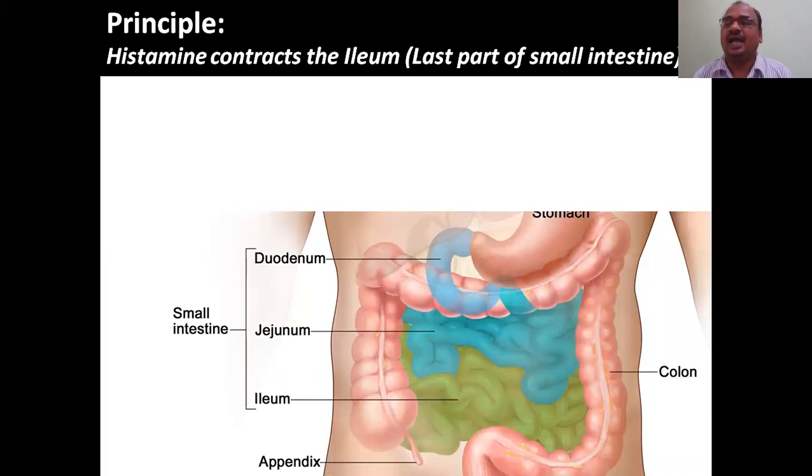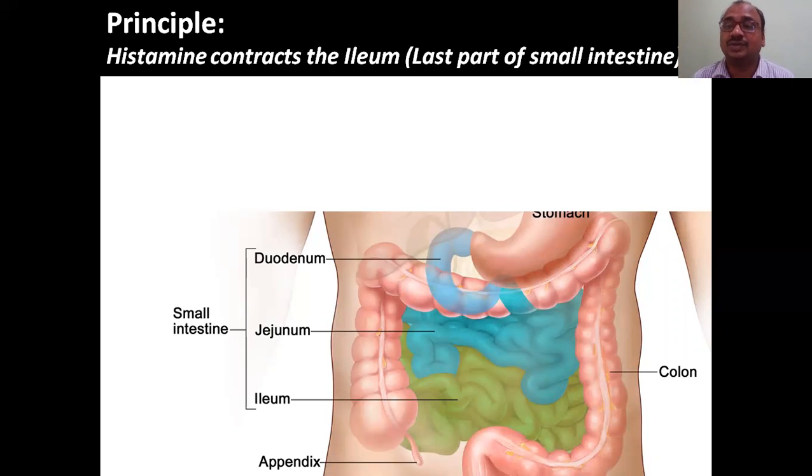And what is the basic principle of histamine? Histamine contracts the ileum. Ileum is the last part of the small intestine. So whenever histamine is released, or you give it, you take the ileum segment and give the histamine, it contracts. The tissue will contract like this.